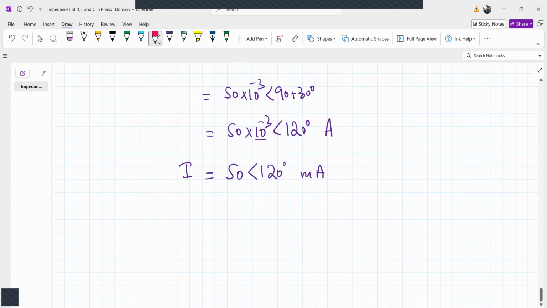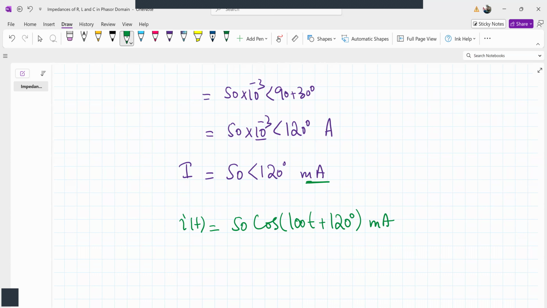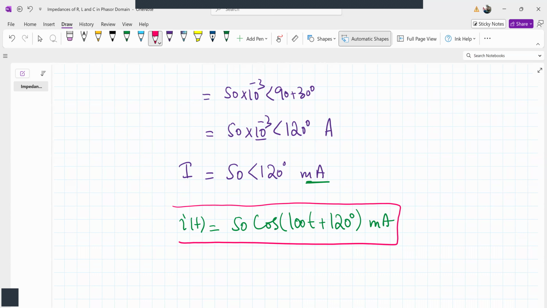Okay, this is in phasor form. Now i of t from this will be simply equal to the amplitude, given as 50, cos of omega, given as 100, t plus 120 degrees milliamperes. Remember the unit here is milliamperes. So this is what we needed to find.